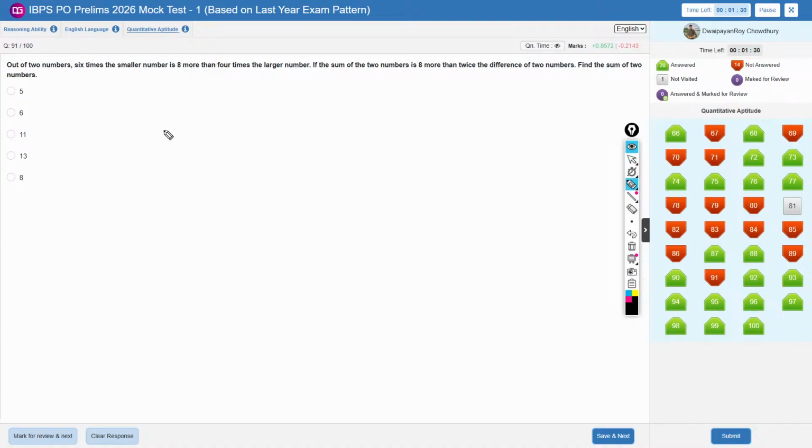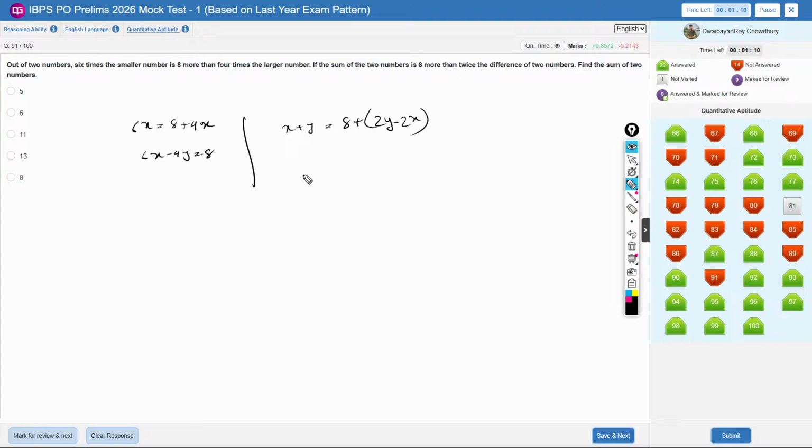Okay, out of two numbers, 6 times the smaller number is 8 more than 4 times the larger number, 6x minus 4y, 8. If the sum of the numbers is 8 more than twice the difference, the numbers. So if they come this side, 3x minus y is equal to 8, equal to 3x minus y. So that side it goes. So 3x is equal to 3y. So x equal to y.